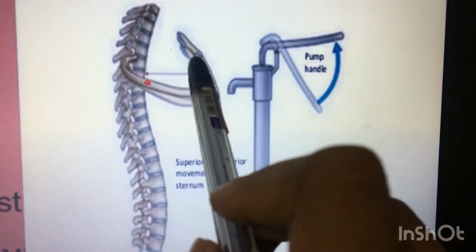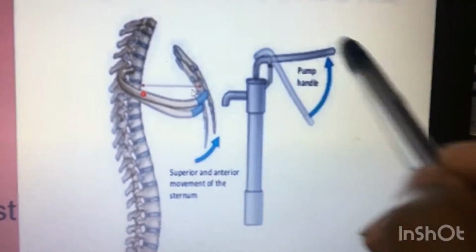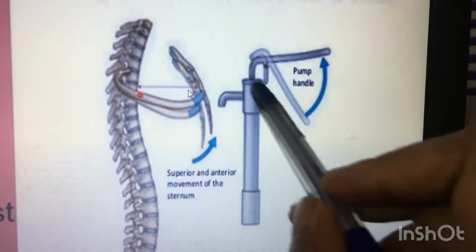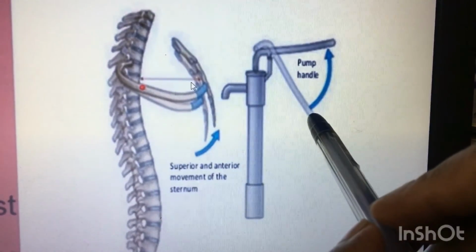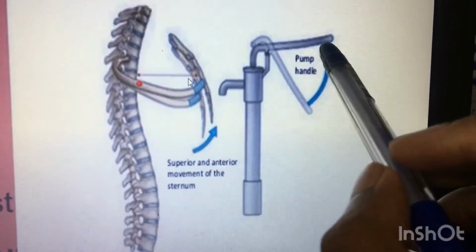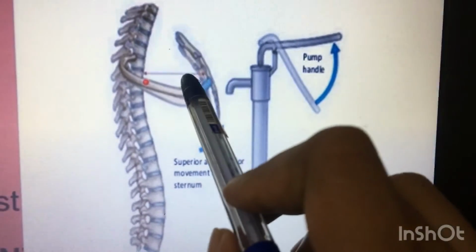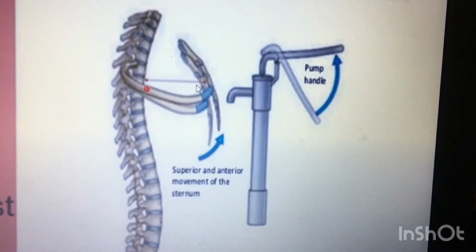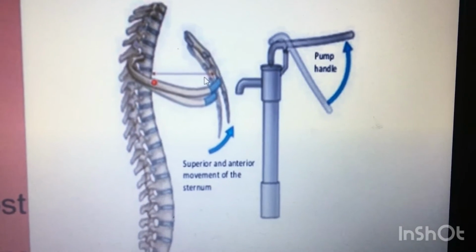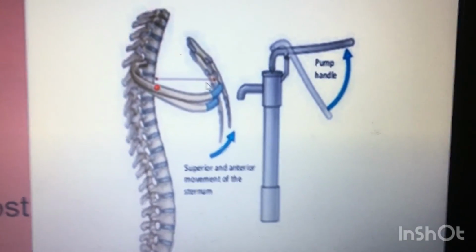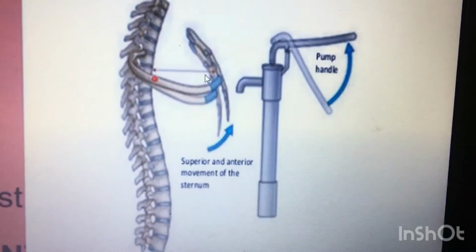So it resembles the movement of a pump handle. So what happens in the pump handle movement? You can see initially the handle was here, then it moved upwards, same as here. First the rib was here, then it will move upwards when it elevates. So the anterior posterior diameter movement is also referred to as the pump handle movement. In this way the anterior posterior diameter of the thorax is increased.